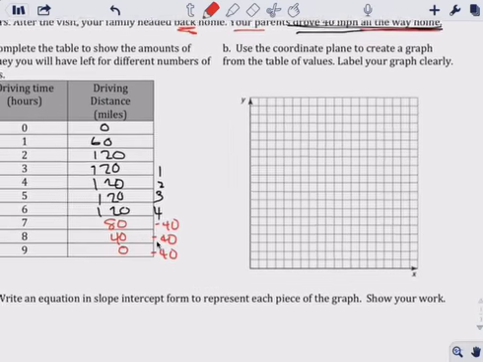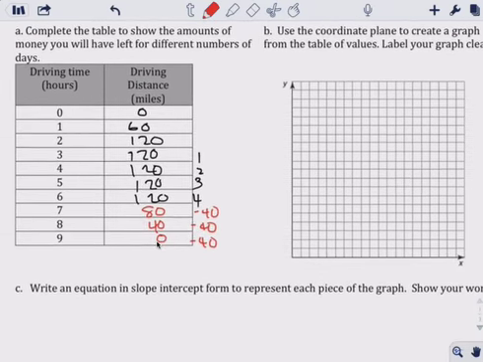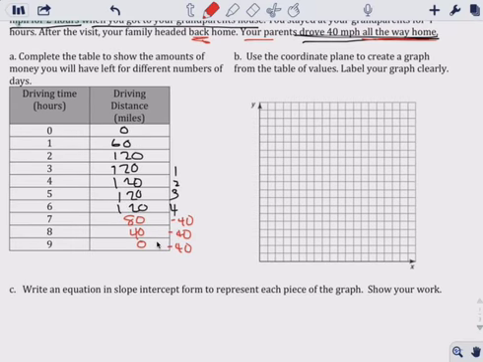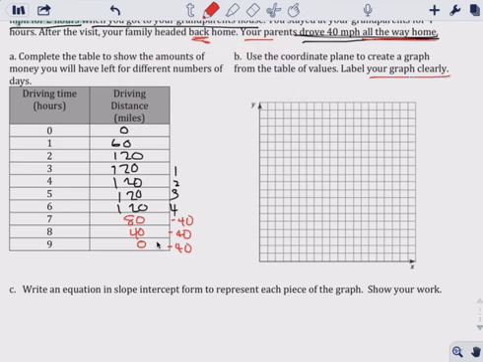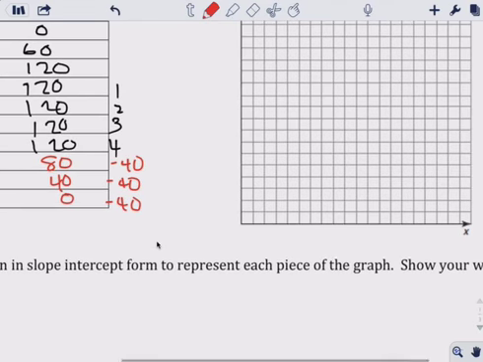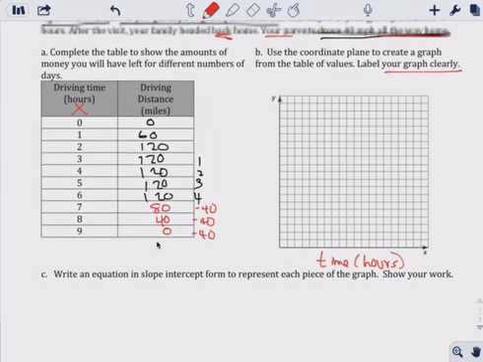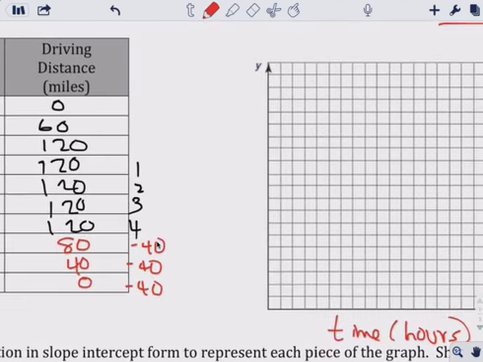Now graph this on the coordinate plane. Label your graph clearly. X is the driving time in hours, and don't forget the driving distance in miles.